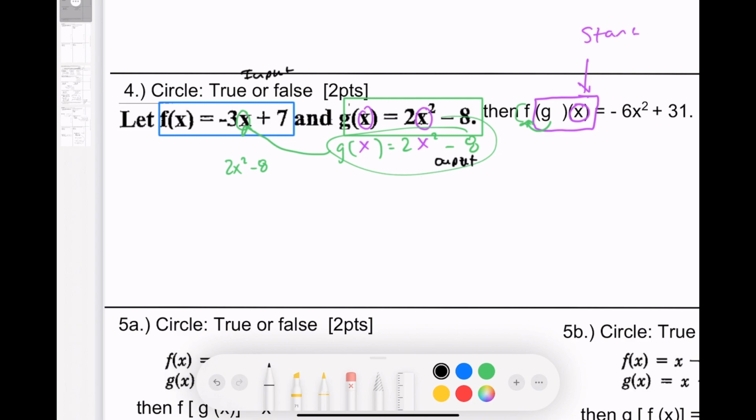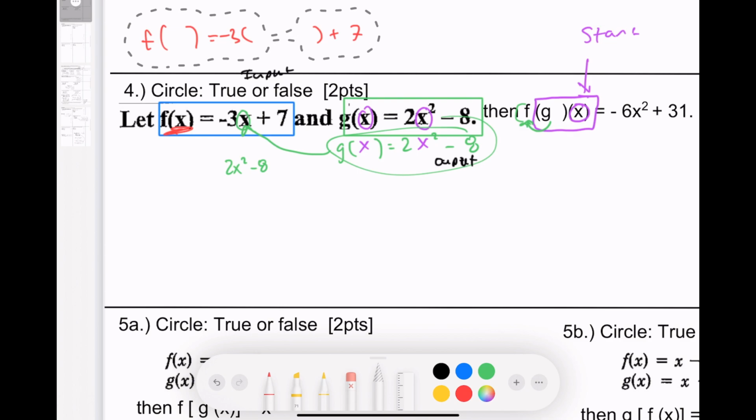Another way of thinking about it is I'm putting the, what color were you doing? This is red. There it is, we said we'd do blue, so let's do blue. So we're putting, instead of that x value there, I put a bunch of blanks, I'm putting 2x squared minus 8. 2x squared minus 8.